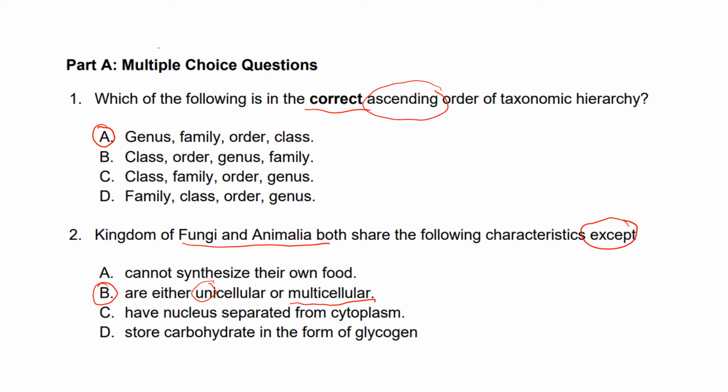For fungi, if we look at the choices of answers, cannot synthesize their own food is correct. Fungi are saprophytic, parasitic, and sometimes symbiotic. As for Animalia, most of them are animals that consume food, either from producers or from other organisms. Choice C, have nucleus separated from the cytoplasm, is also correct, because they are eukaryotes. Eukaryotes have membrane-bound organelles, which include the nucleus. D is also correct, which is to store carbohydrates in the form of glycogen.